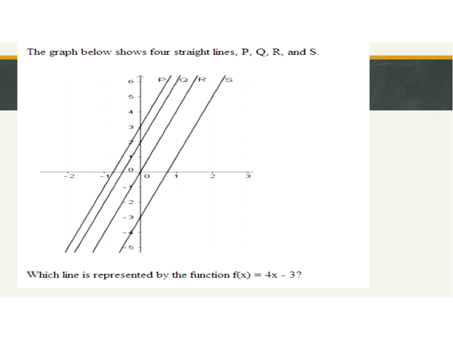All right, we're going to move on. The next one should be quite easy. The graph below shows four straight lines, P, Q, R, and S. Which line, and I think we should all look at this, which line would be represented by f of x equals 4x minus 3? Everyone should be able to answer this. We've done several questions of these tonight.